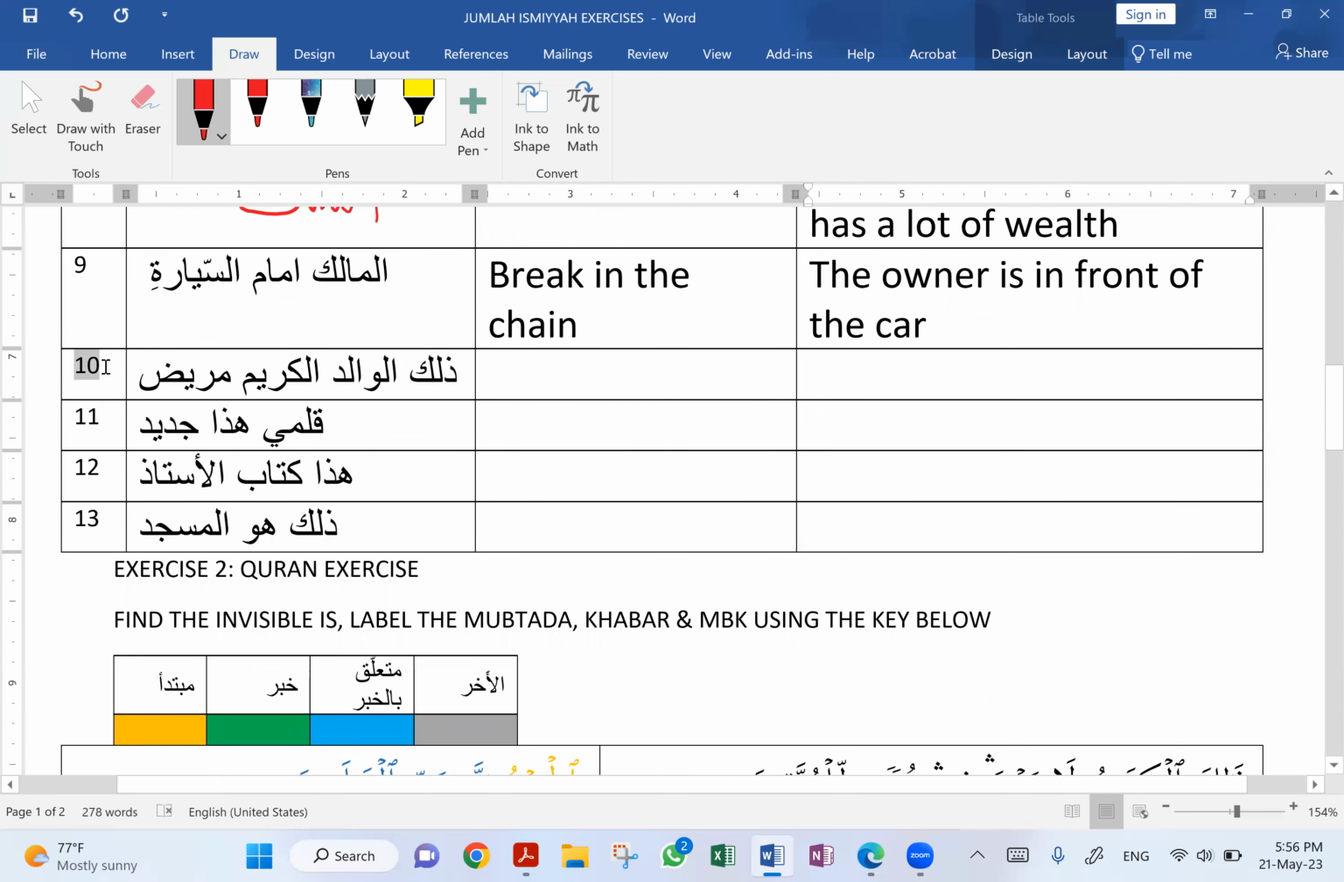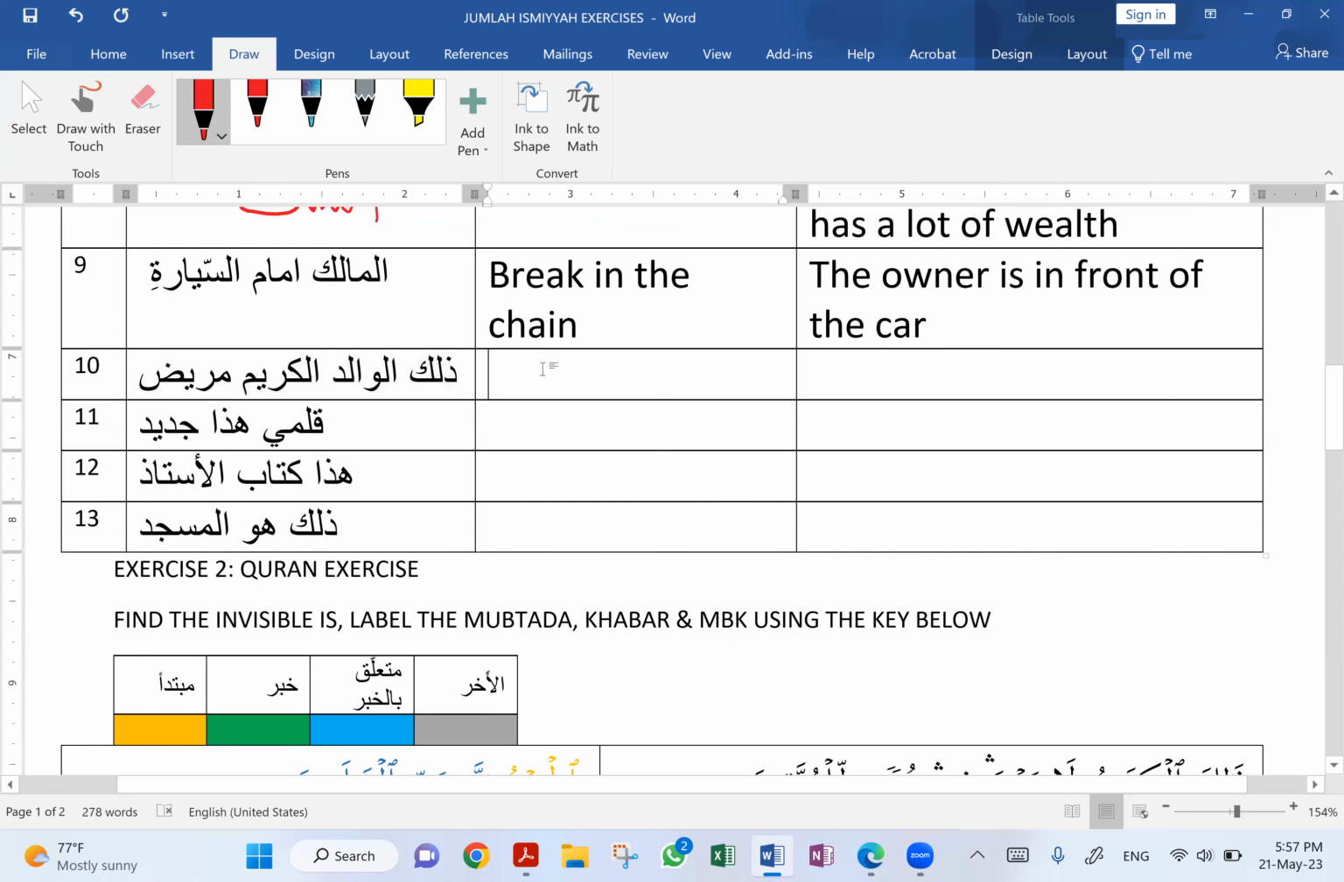Okay, number 10. What do you guys think? Who can read this, first of all? Somebody read this. Zalikal walidu al-karimu maridun. There we go. So what do you think is happening here? So dalika is ismun ishara, al-walidu is musharun ilay, and karimu would be its sifa. And then there is a break in the chain, so maridun would be the khabar.